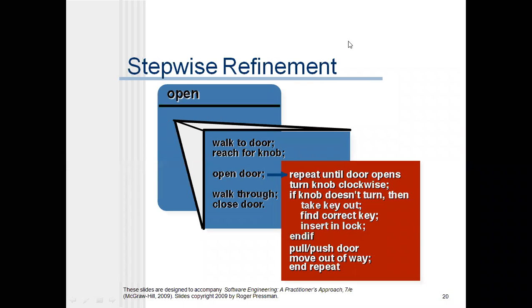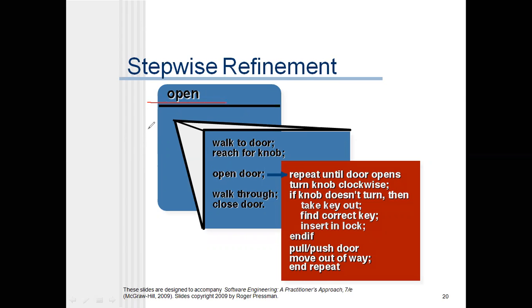Next, this is the example for refinement, stepwise refinement. So what is stepwise refinement? If you take one example, that example is if you want to open a room door. This is the example for opening a house door or otherwise one room door. So what are the steps you have?